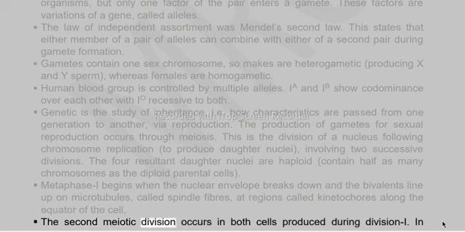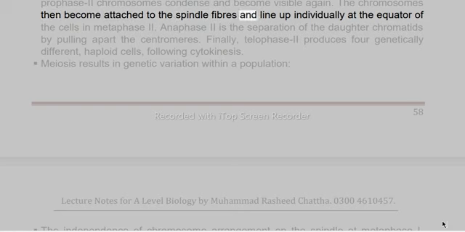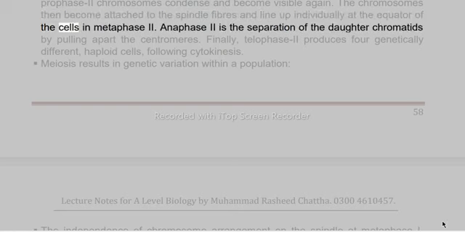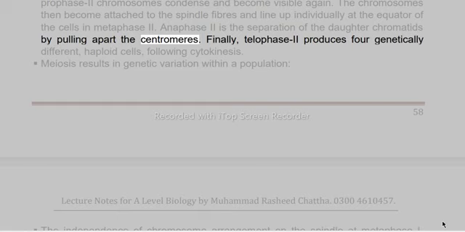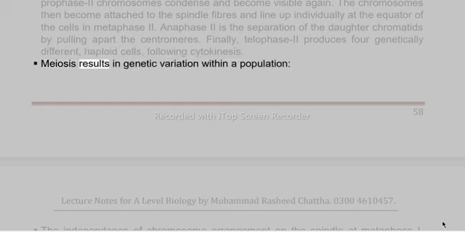The second meiotic division occurs in both cells produced during division I. In prophase II, chromosomes condense and become visible again. The chromosomes then become attached to the spindle fibers and line up individually at the equator of the cells in metaphase II. Anaphase II is the separation of the daughter chromatids by pulling apart of the centromeres. Finally, telophase II produces 4 genetically different, haploid cells, following cytokinesis. Meiosis results in genetic variation within a population.